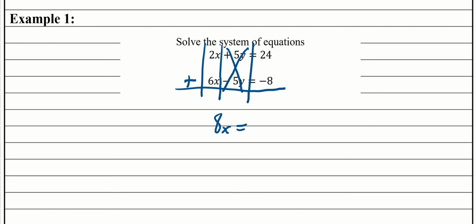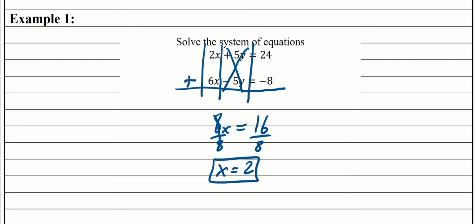All right, and then on the last side here, we have the numbers. So we have equals, and then 24 plus negative 8, or in other words, 24 minus 8, which would be 16. This is very nice. Last step, all I need to do is divide by 8 to solve for the remaining variable. I get x equals 16 divided by 8, which is 2.